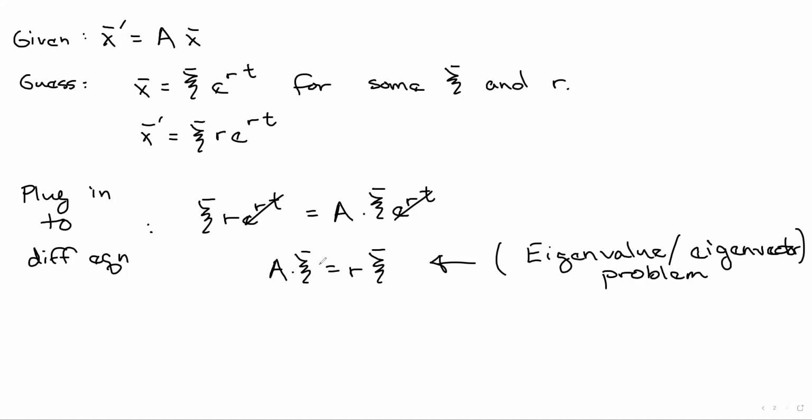So that's going to be it. It's really that simple to solve a system of differential equations with constant coefficients. You just end up solving the eigenvalue eigenvector problem. So let's go ahead and try an example so that we can see this in action.